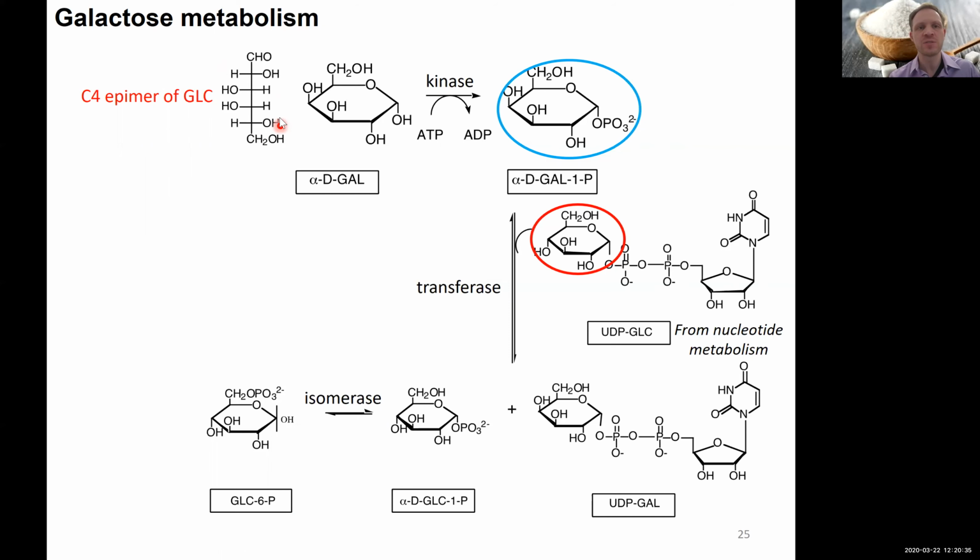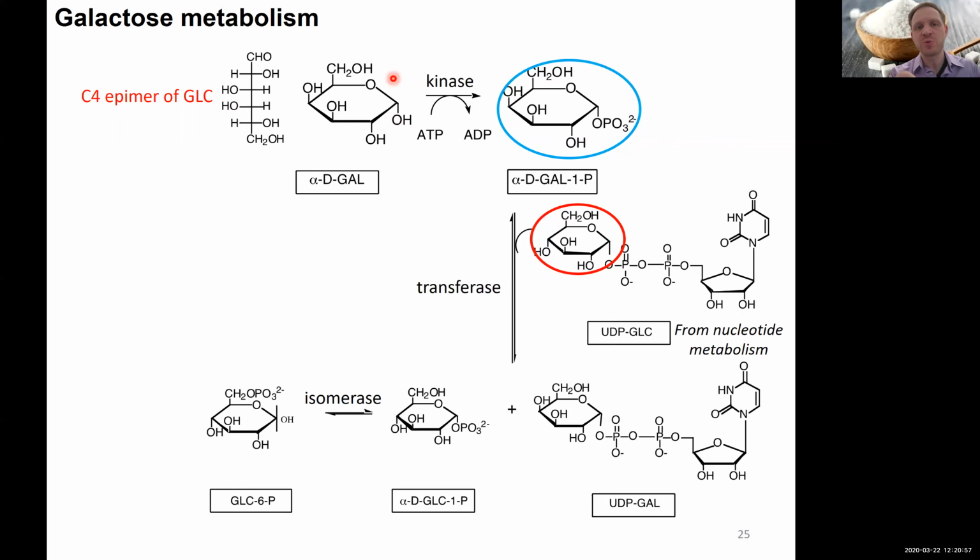What do we do with galactose? First off, what is galactose? This actually is the C4 epimer. So C1, 2, 3, 4. The hydroxy group is facing in the opposite direction as we know it from glucose. So it's a C4 epimer of glucose, just to make it a bit simpler for you to remember these structures.